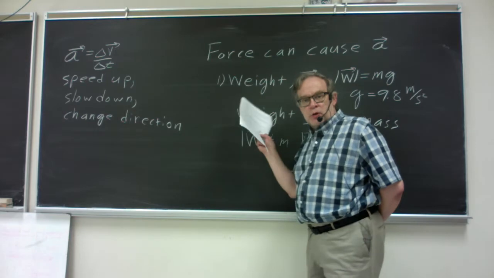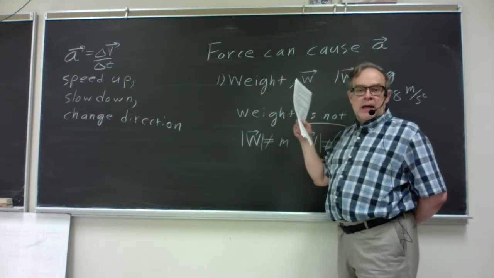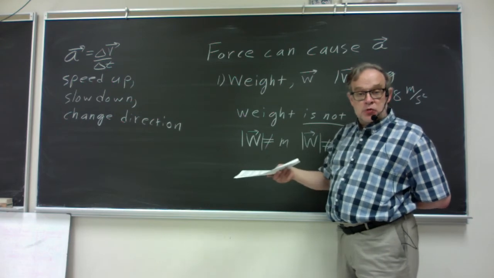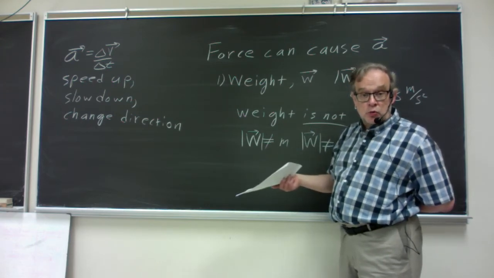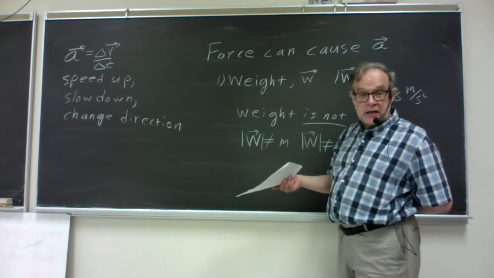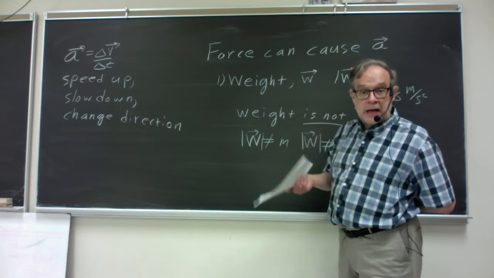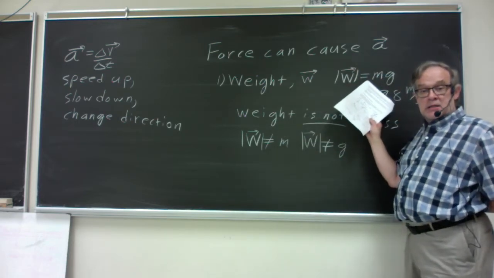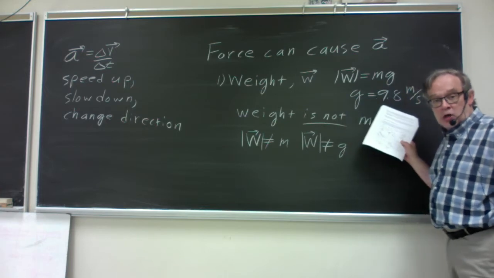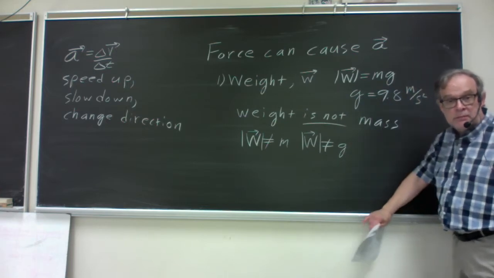Usually our algebraic symbol for the weight force will be capital W, and at least for situations near the surface of the Earth, there's a simple rule for calculating the size of that gravitational force from the Earth, the size of that weight. It's just mass times g, where g is the acceleration caused by gravity, 9.8 meters per second squared.